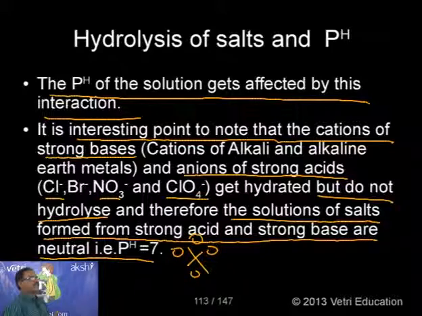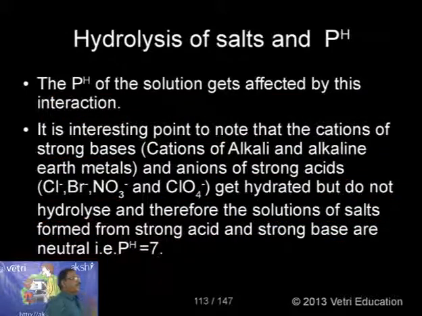Among the alkali metals, we have lithium, sodium, potassium, rubidium, cesium, francium. Among the alkaline earth metals, beryllium, calcium, strontium, barium, radium, etc. When these metals form cations in the form of salts, along with anions like Cl minus, Br minus, NO3 minus and ClO4 minus, they get hydrated but do not hydrolyze. They will not undergo hydrolysis, and therefore the solutions of salts formed from a strong acid and a strong base are neutral. This is the most important information. Neutral, as I have already discussed, can be defined based on the pH value. pH 7 means neutral; pH below 7 is acidic and above 7 it is basic.